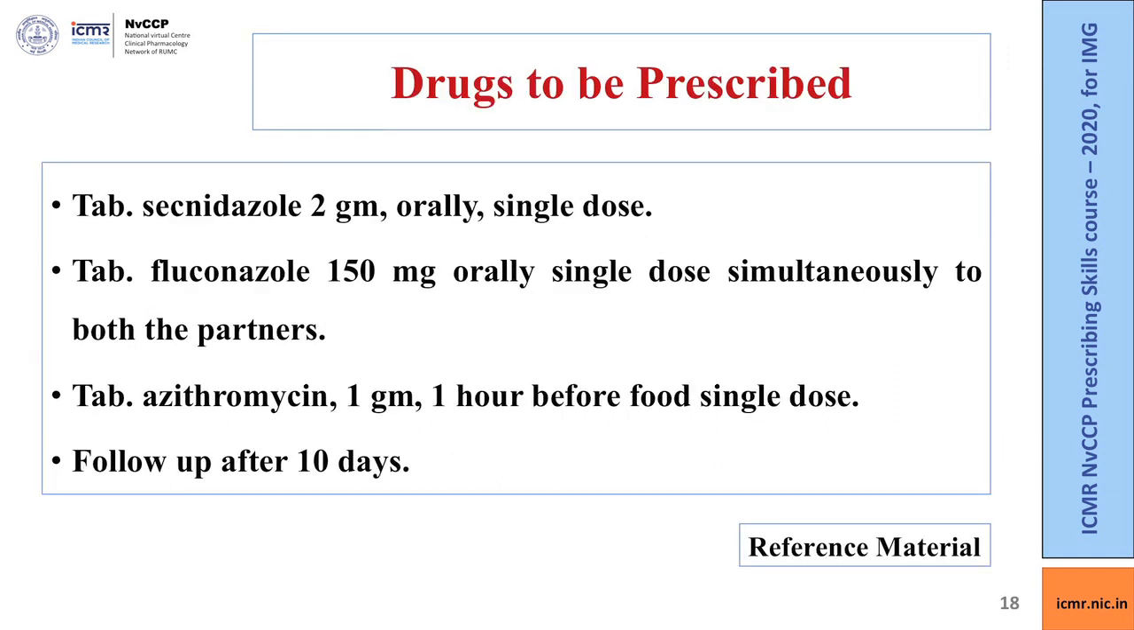Hence, the drugs to be prescribed to the 26-year-old patient and her partner are tablet secnidazole 2 gram orally as a single dose, tablet fluconazole 150 milligram orally single dose simultaneously to both the partners, and tablet azithromycin 1 gram 1 hour before food as a single dose. Ask both the patient and her partner to follow up after 10 days. Please refer to the reference material for drug therapies for specific and non-specific vaginitis.